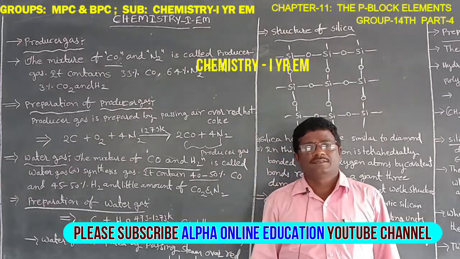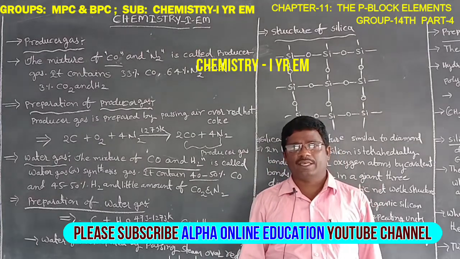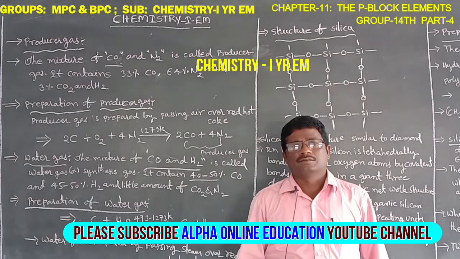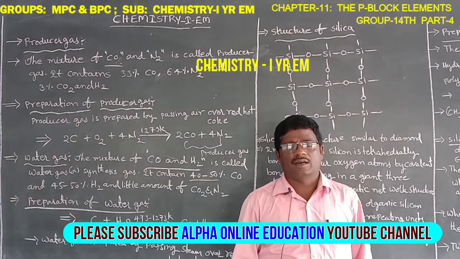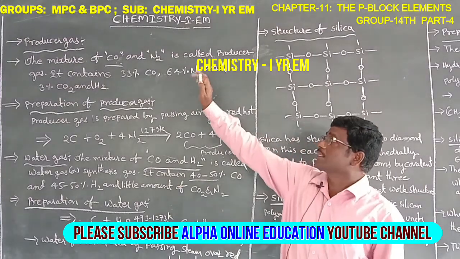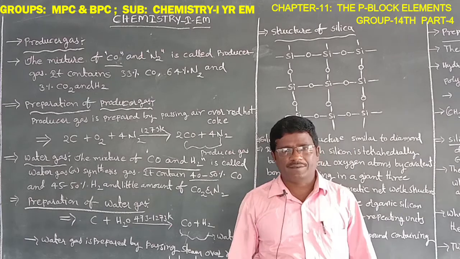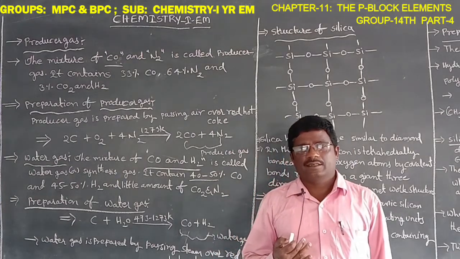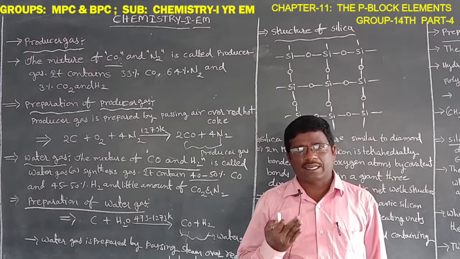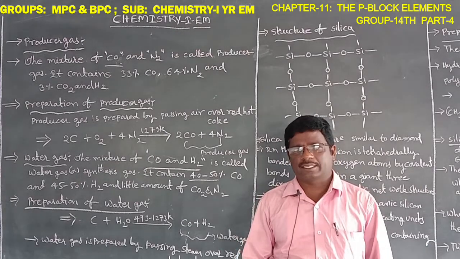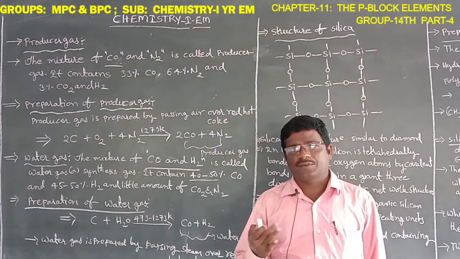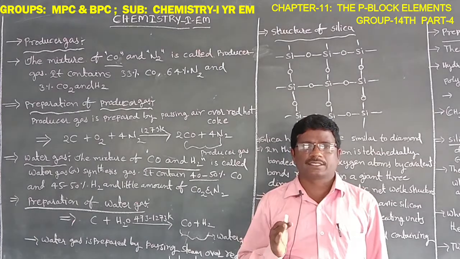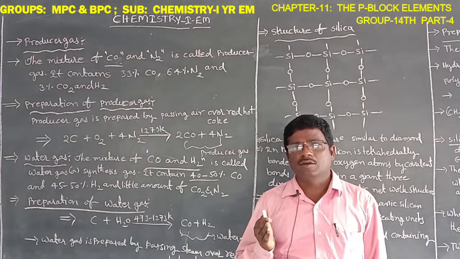Good morning, students. Today we are going to discuss another chapter, the 14th group elements or P block elements, chemistry first year, English medium. In the previous class we discussed the silicon structure, diboron structure, graphite structure and fullerene structure, and the different structures that exist with different hybridizations: diamond, graphite and fullerene.